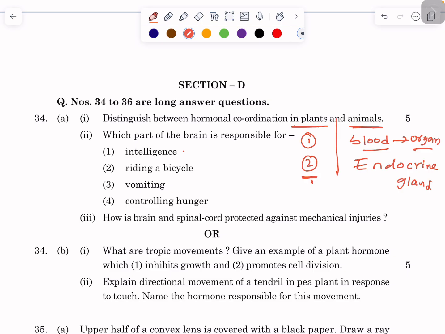Okay. Which part of the brain is responsible for intelligence? That is the cerebrum, or forebrain. Okay, the next one is riding a bicycle. This is the cerebellum, hindbrain. And vomiting, medulla, hindbrain. And controlling hunger: which part of the brain is responsible for controlling hunger? That is the hypothalamus. Hypothalamus, or we can call it the forebrain.